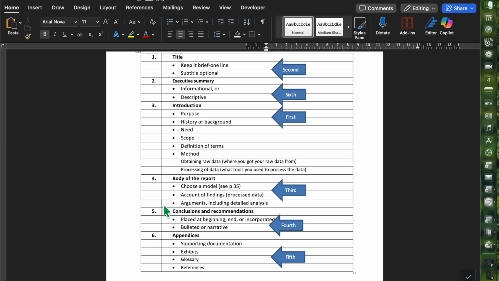The advantage of that particular model, of course, is that it subsumes the fifth section underneath the fourth. So 4 and 5 are fused together because the solution part of that model then caters for conclusions and/or recommendations.